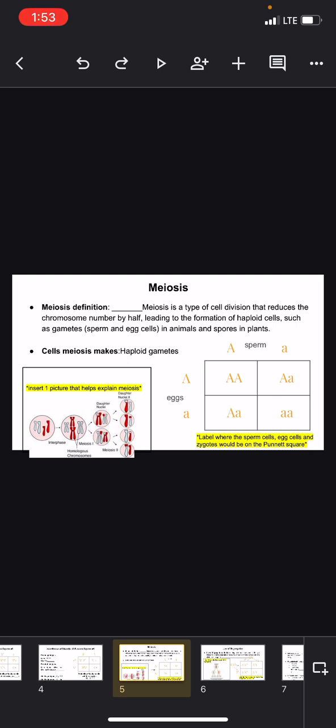Also on the Punnett square, the possible zygotes can be found inside the boxes. The zygotes are formed by a sperm fertilizing the egg cell, combining their genetic material into a single cell during sexual reproduction.